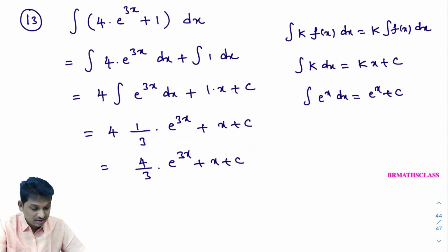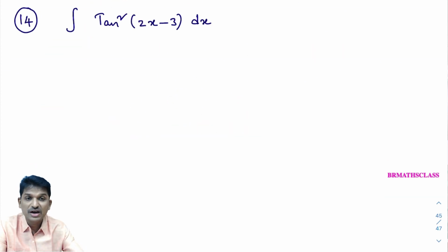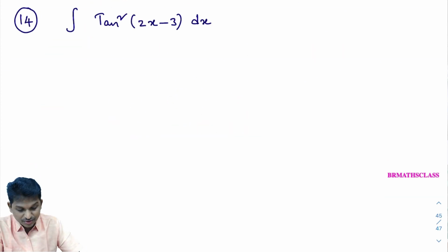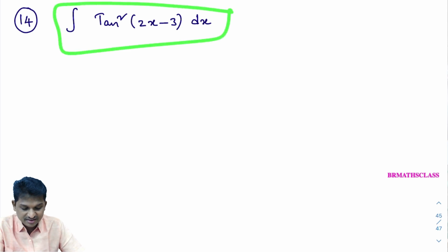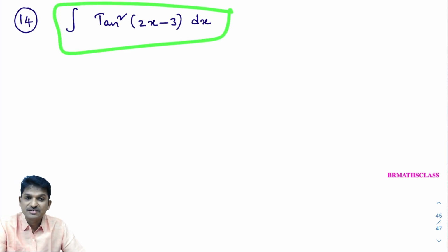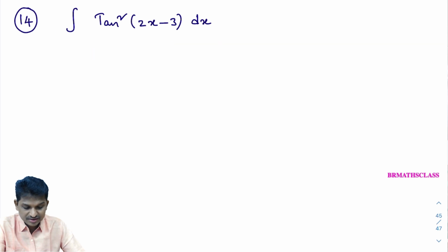Okay, now the last 2 problems. I hope you are understanding these problems. To do this problem, look here: integral of tan square 2x minus 3 dx. We don't have any direct formula for this, so I need a trigonometry formula. I'll write that trigonometry formula.